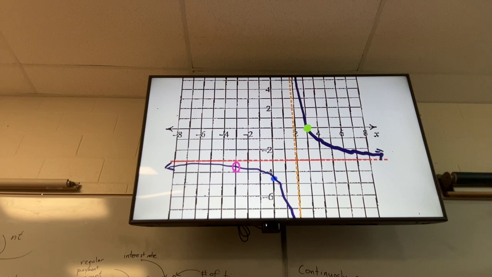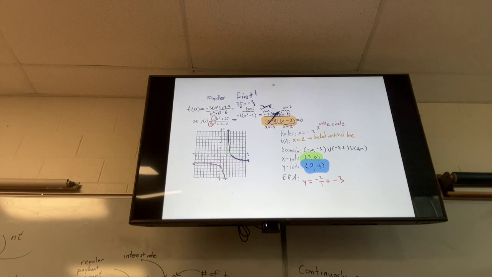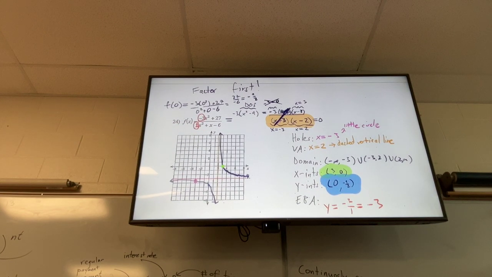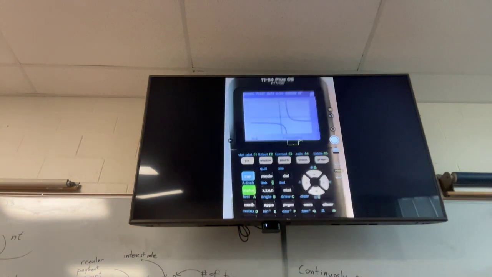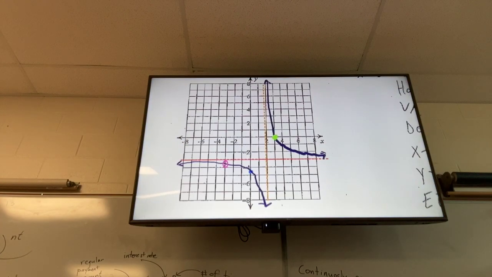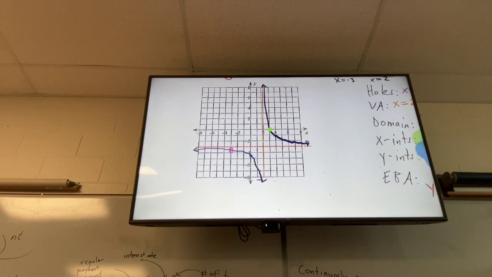All right, you guys feel okay about this? Good. All right. So are you guys seeing then, your graphing calculator is good, but it doesn't give you the full picture, right? It doesn't exactly give you the full picture.